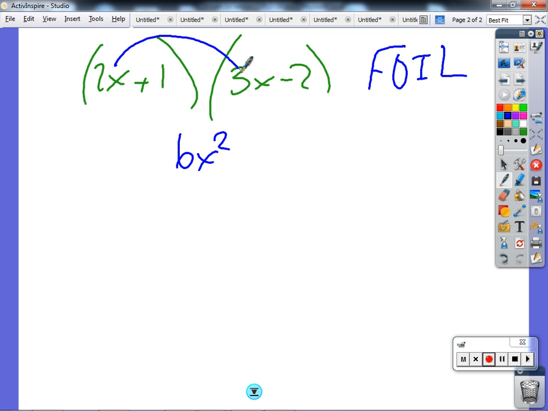Next part. What does the O stand for, do you think? Alright, keep going. So then we're going to take the outside, so I'm going to take the 2x times the negative 2. What do we get there?